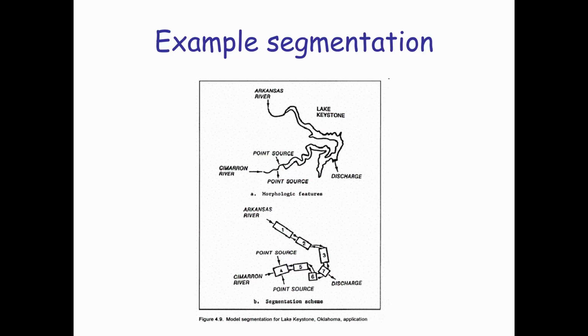So here's an example of a segmentation. This is for Lake Keystone. You've got the Arkansas River coming in on one side, you've got the Cimarron River coming in from another point, and then there's a discharge point on the lower right-hand side. And so this could almost be looked at as both rivers flowing into a reservoir, Lake Keystone. The reservoir could be looked at as being a flow-through lake, for instance, or it could be looked at as being a true storage lake. In any case, you can see how the lake has been broken up into several segments using the ideas that have just been talked about.